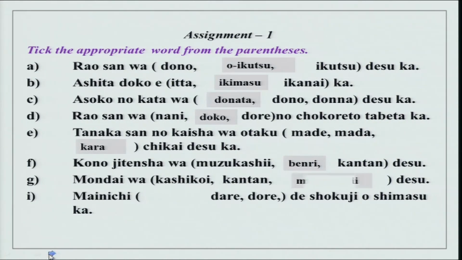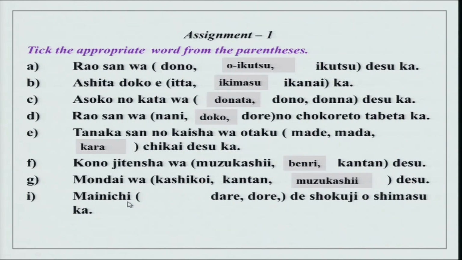Mondai wa muzukashii desu. Hito is kashikoi, which is intelligent. Mondai could be kantan, mondai could be muzukashii desu. Mondai wa kantan desu. Mondai wa muzukashii desu. So, you could have kantan, you could have muzukashii. Mondai wa kantan na mondai desu. So, as we do not have na over here, you may or may not use kantan.